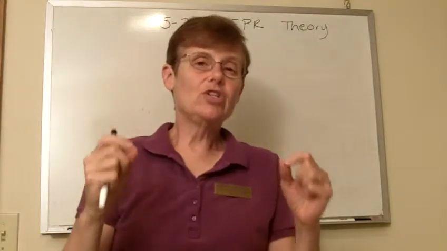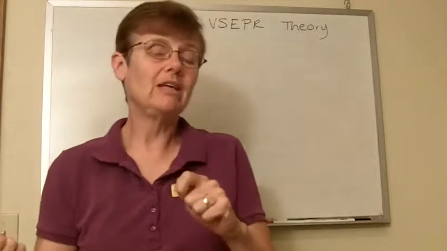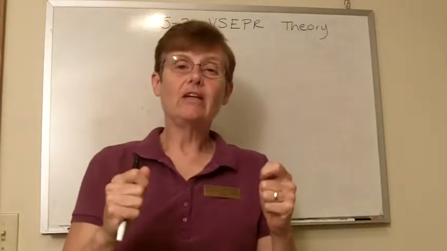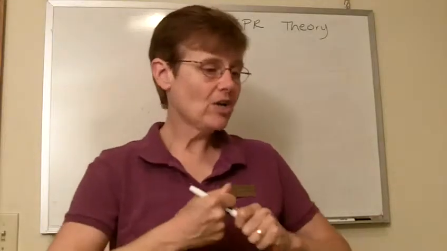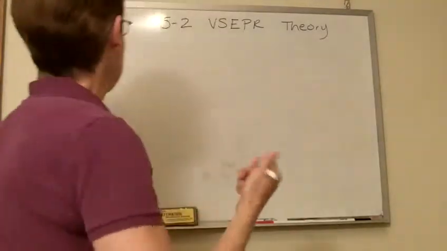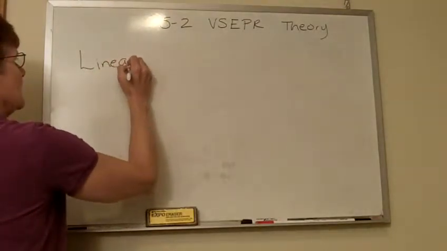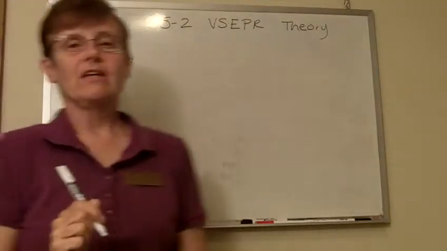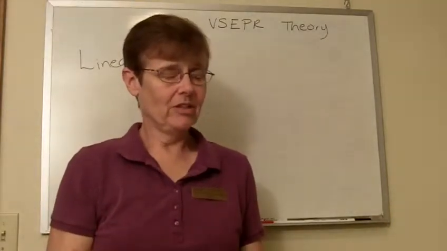So we can look at the shapes of small molecules and figure out what their shapes will be based on how many electron clouds are around them. So let's start with the simplest one, which is linear. Now obviously if you only have two atoms, the only thing that can happen is it's going to be linear.